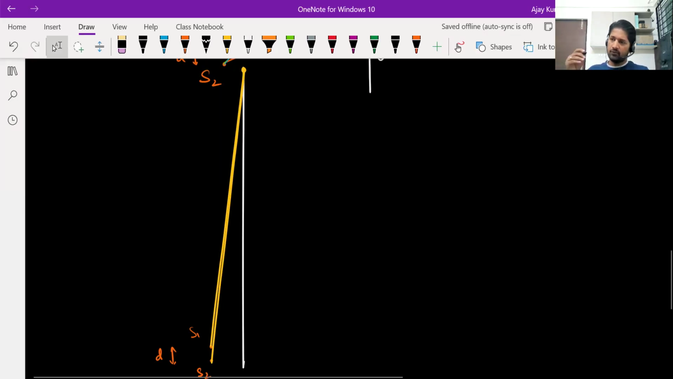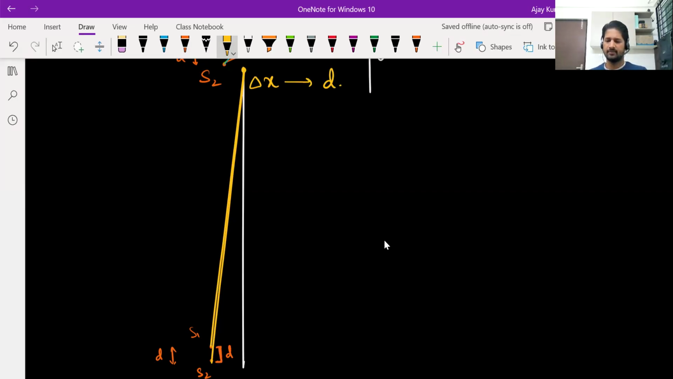Okay. So if you keep going to farther and farther points on the screen, the wave arriving at that point from S1 and the wave arriving at that point from S2 become parallel. The only difference is the extra distance. And the extra distance now tends to become D, the actual distance between the sources. Yes or no? Yes, sir. So if you go to a faraway point on the screen, the path difference, delta x, with which the waves arrive there tends to become the distance between the sources. So that is the maximum possible path difference.